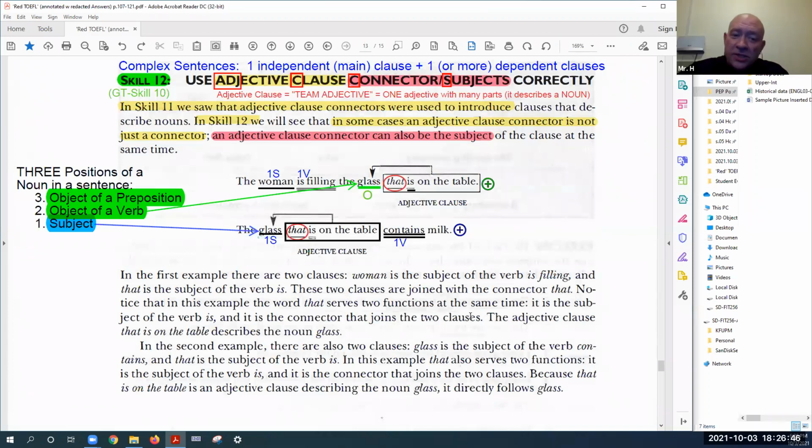As an adjective clause subject, no. You can use it as a connector only, as a connector, not as a subject. Mr. Rich, so skill 12, these three connectors are not just connectors. I think it's similar to skill 8, right? It is. What is skill 8? Skill 8 was noun clause connectors. This one is adjective clause connectors.